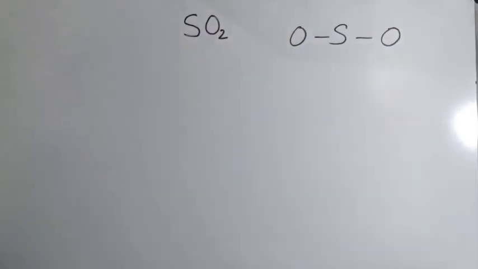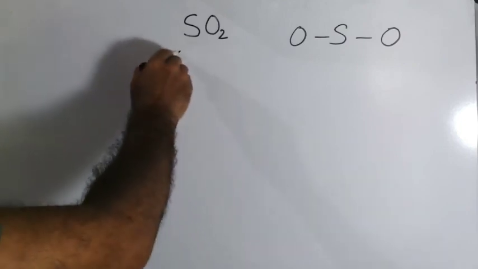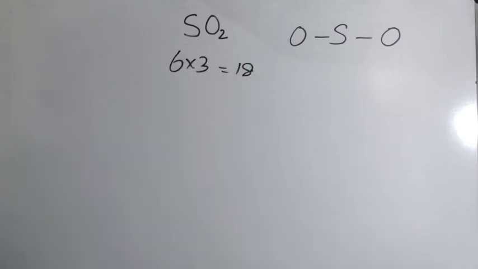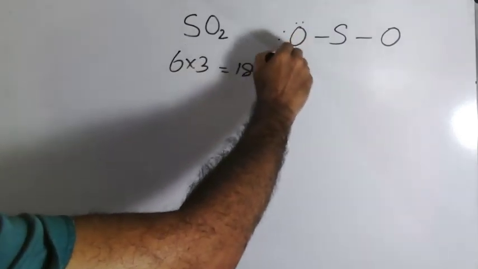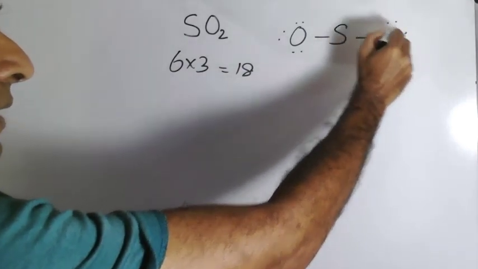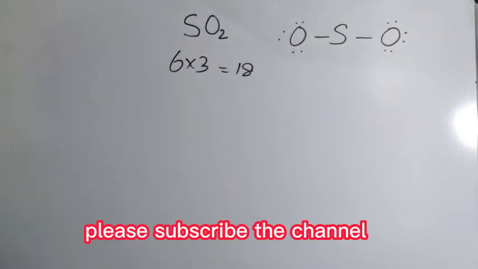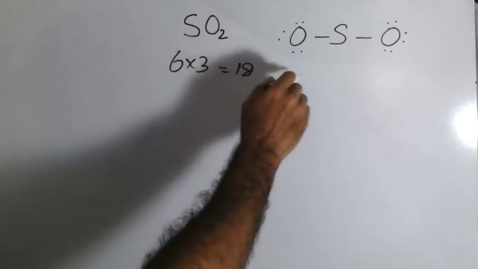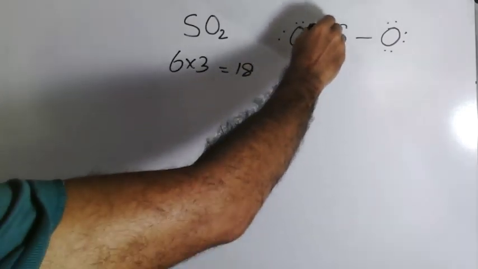Then we have to count the number of valence shell electrons that are going to be available for this bond formation. Both sulfur and oxygen atoms give 6 electrons each to their valence shell. Then we can multiply 6 by 3, which means 18. Then I am going to complete the octet of these two oxygen atoms. I used 16 electrons here, then 2 remaining. Those 2 should go to the sulfur atom.